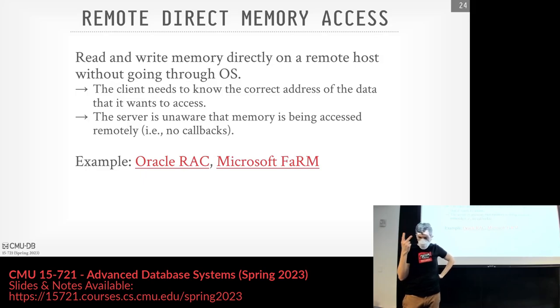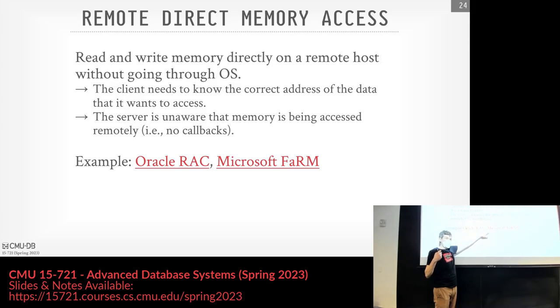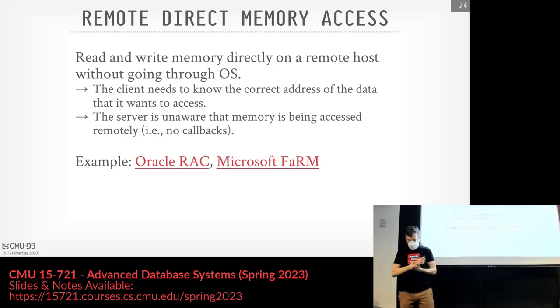But the two systems that I know that support RDMA are Oracle RAC, most famously, and they're using this actually for the buffer pool. It's not a shared memory system, but they use RDMA to make things look like shared memory across the nodes. And then Microsoft FaRM was an OLTP system out of Microsoft Research where they were using RDMA to do fast transactions. But because it's RDMA, you don't have notifications to say when things get changed, so they don't do two-phase commit, they don't do three-phase commit, they do four-phase commit to get everybody to synchronize that transactions can commit.